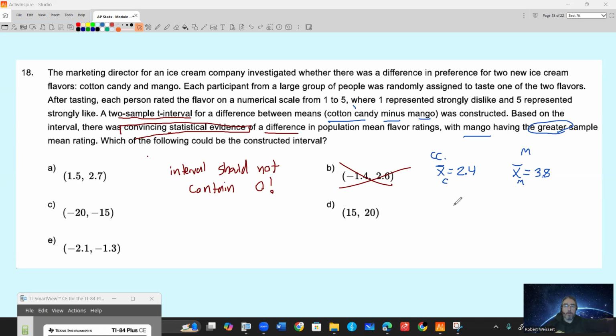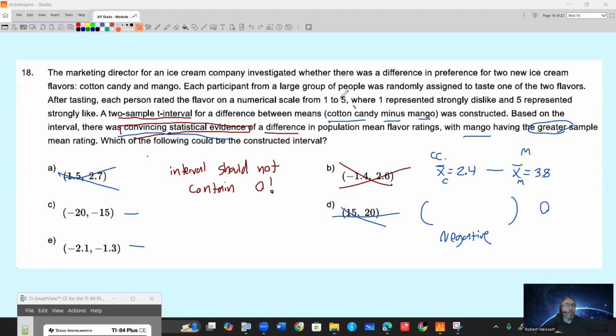If I subtract those, I would have a negative number, correct? I would have this negative point estimate, and I would build my margin of error around that. And I should have an interval that is consistently all below 0 if I have convincing evidence. So it's going to be negative. If it were mango minus cotton candy, it would all be positive. So it's not going to be this, it's not going to be that. Now we have two that are negative.